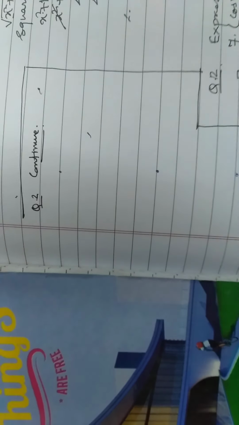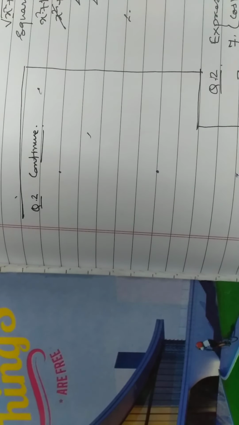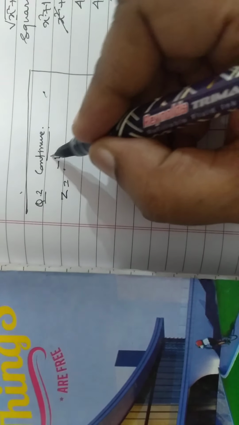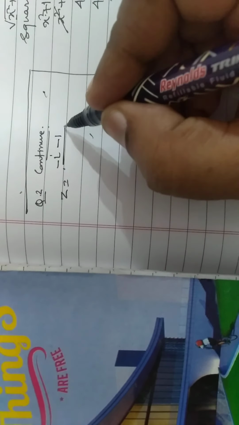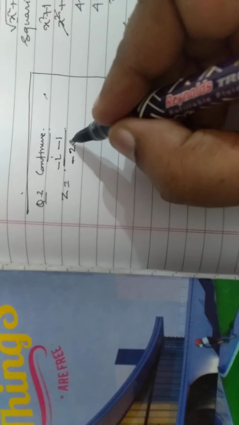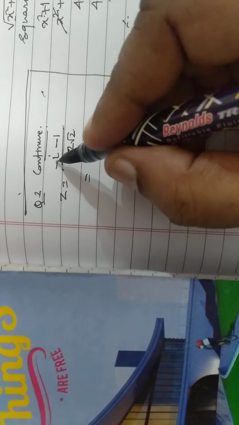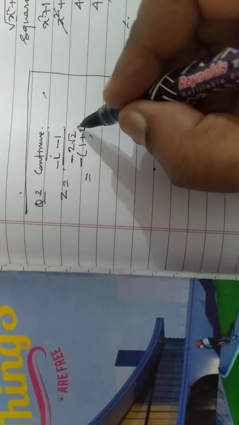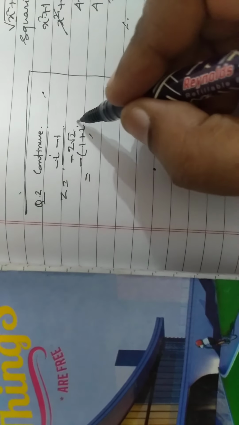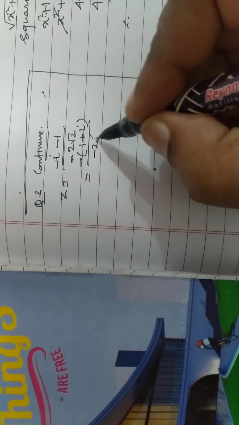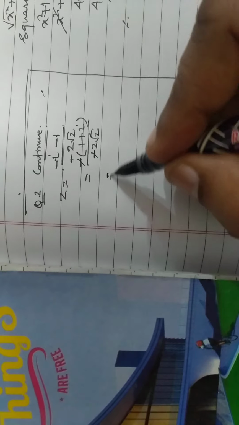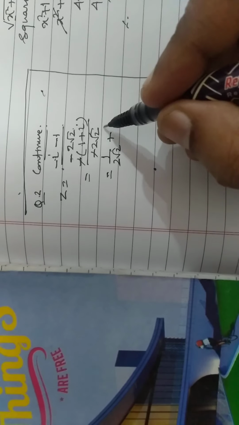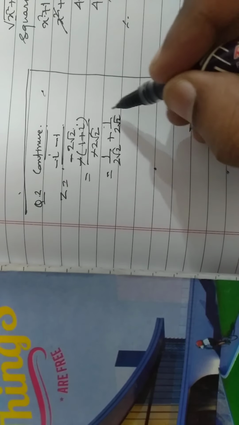Continue. So now here i square is minus 1. So minus i, that is equal to minus i minus 1 upon minus 2 root 2. You can take minus 1 common here. So it is 1 plus i, 1 first I have written, i second. So the minus and minus cancel. This can be written as 1 by 2 root 2, and then 1 by 2 root 2 i.